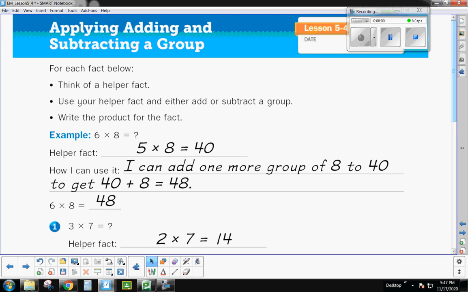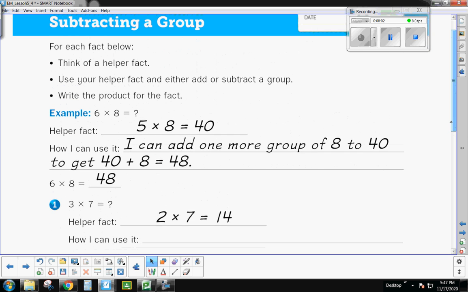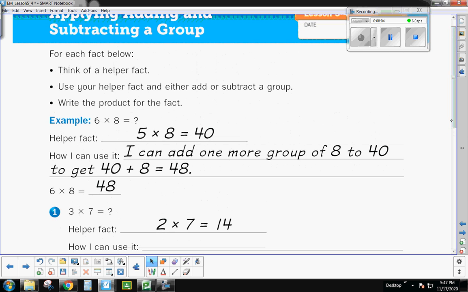All right, so now let's look at some more problems. Let's look first at the example. So the example is they wanted us to find the answer to 6 times 8. Now 6 times 8, maybe you know it right away, but maybe you don't. What helper fact could I use to help me solve 6 times 8?